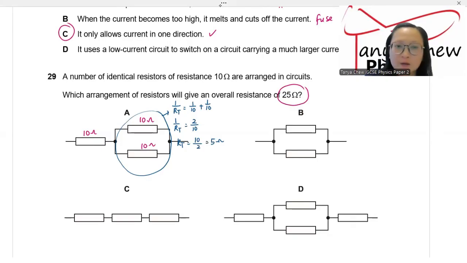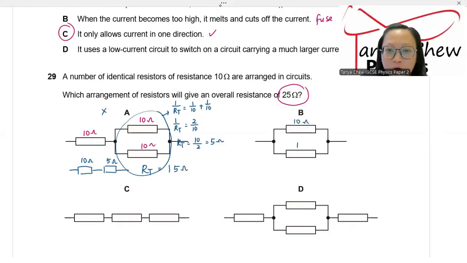And then, okay, I just add up because these two 10 ohm, I have already simplified it, becomes 10 ohm. And this is 5 ohm, right? So the total resistance for A is 15 ohm, but I want 25 ohm. So this is not true. A is not your answer. And for B, this is 10 ohm and this is 10 ohm. I have solved for parallel circuit. So the total resistance for these two parallel circuit is 5 ohm. I want 25 ohm. So B is not the answer.